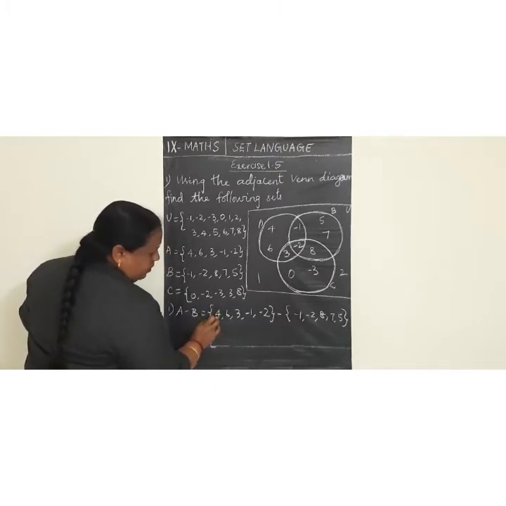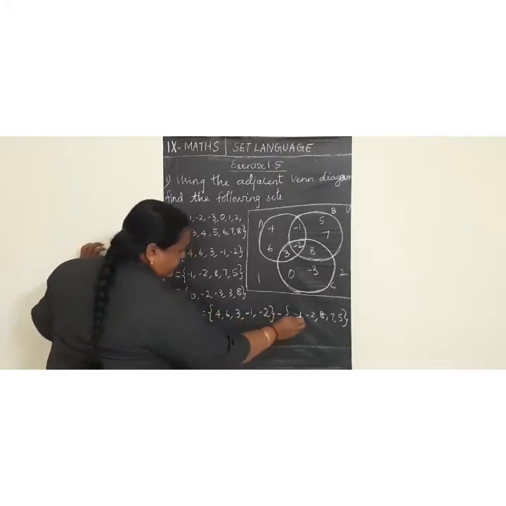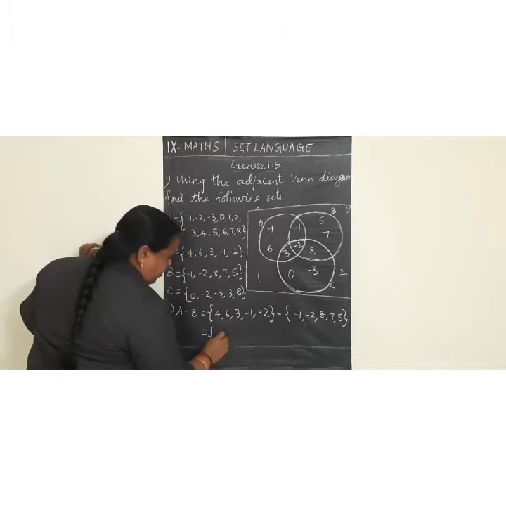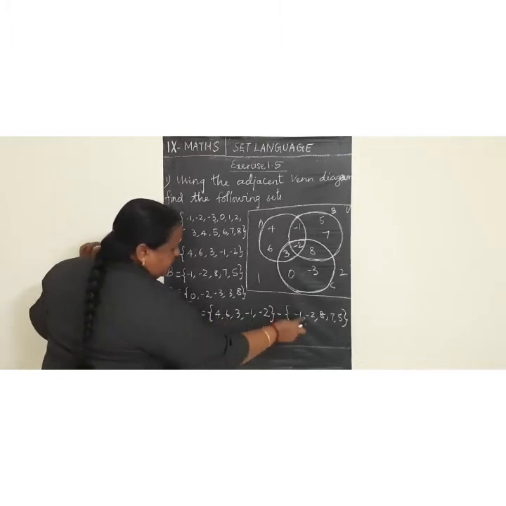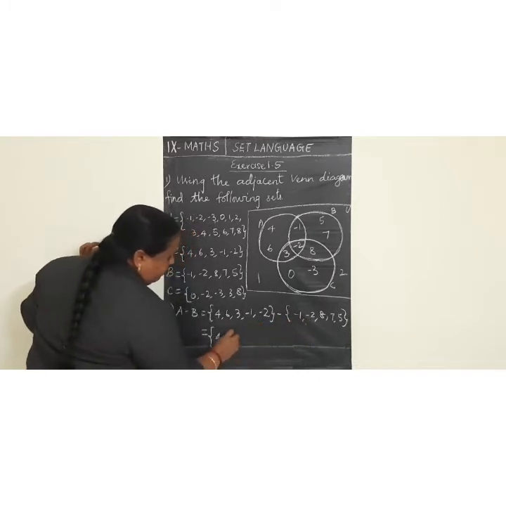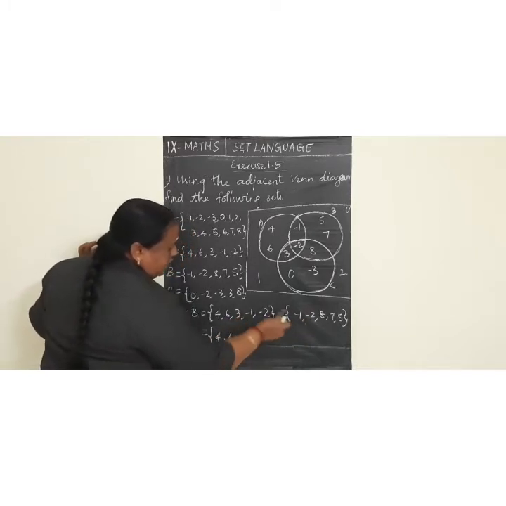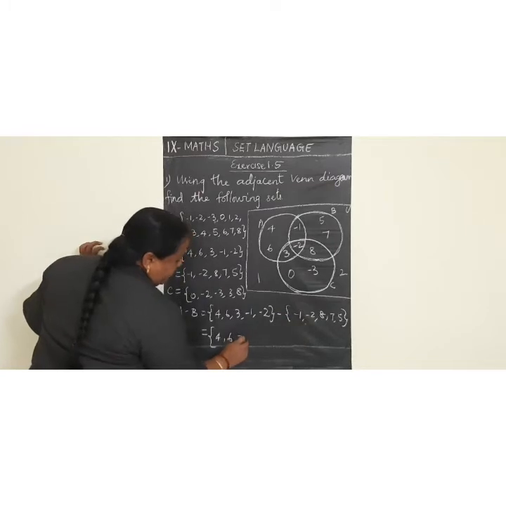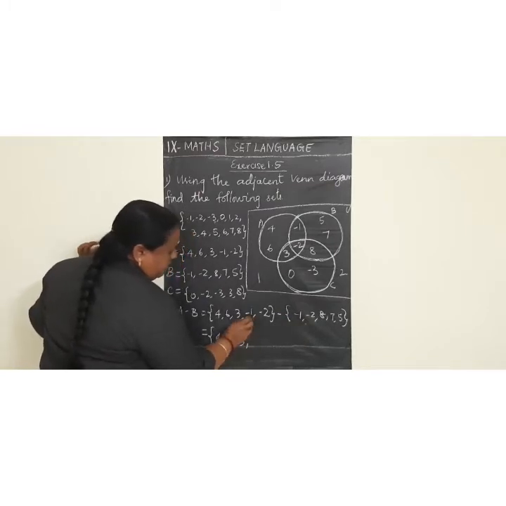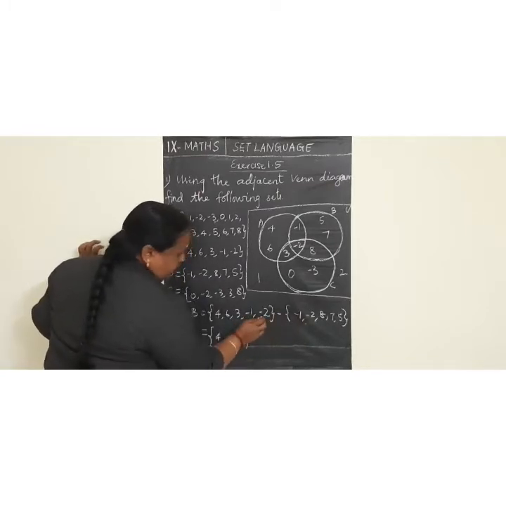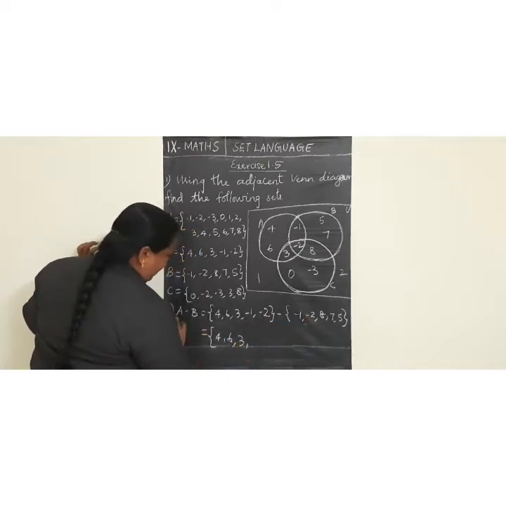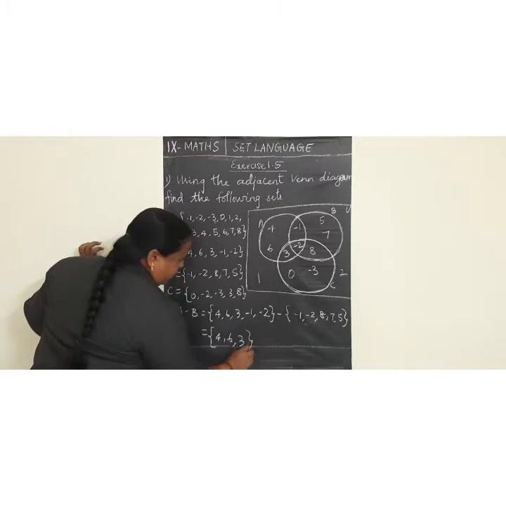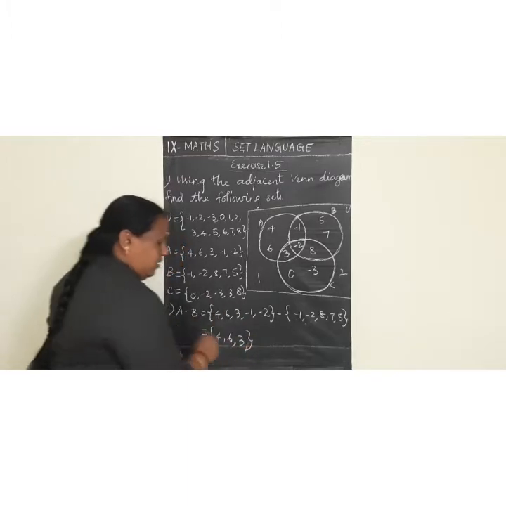First element 4. 4 is not in the set B, so we have to write here 4. Next element is 6. 6 is not in the set B, so we have to write 6. Next element is 3. 3 is also not in B, so we have to write 3. Next minus 1. Minus 1 is here. Next element is minus 2. Minus 2 is also in the set B. So A minus B is equal to 4, 6, 3.